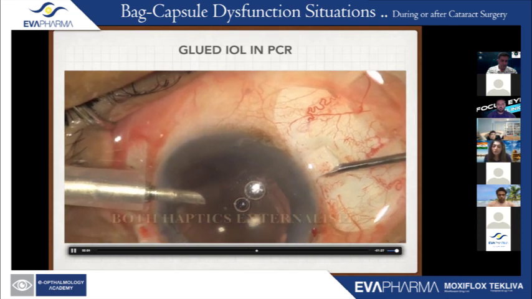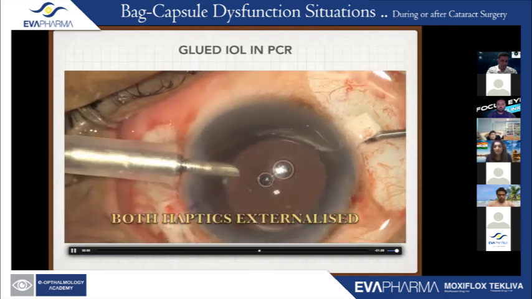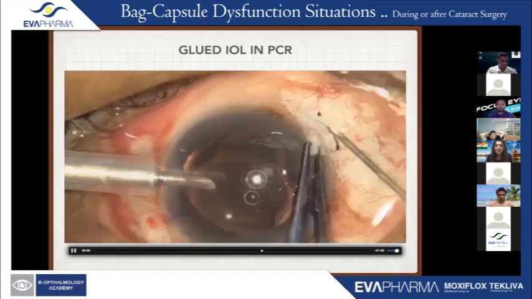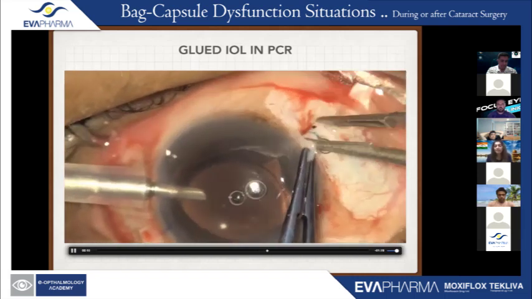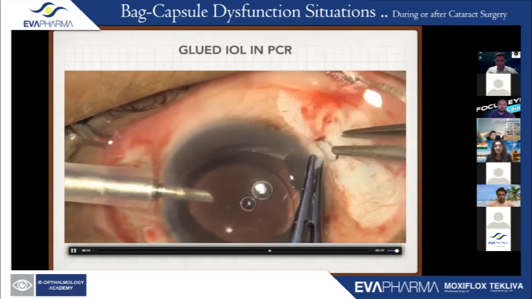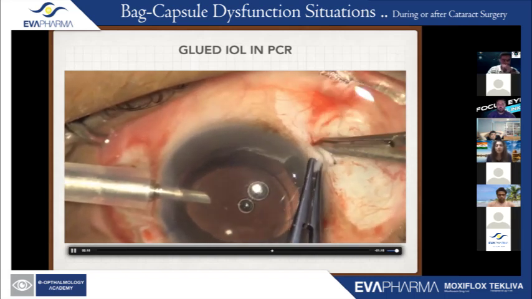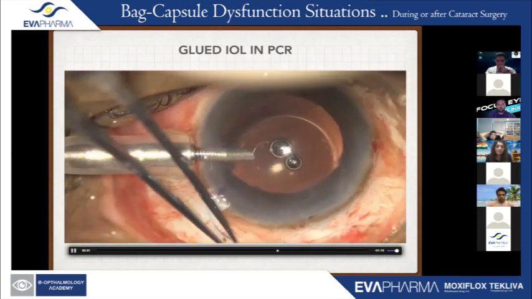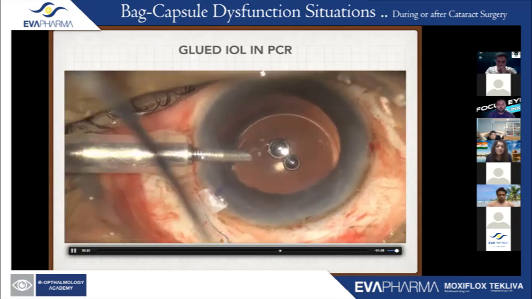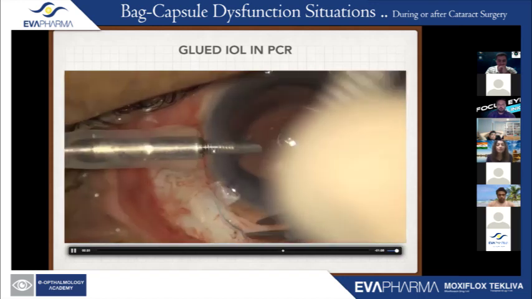When you have both the haptics externalized, you are quite safe that they do not have any tendency to slip back inside the eye. And what you now see here is the haptic tuck, which is being done into the scleral pocket that is created with a 26 gauge needle. In spite of doing many things, at times, what you can see here is a slight haptic kink.